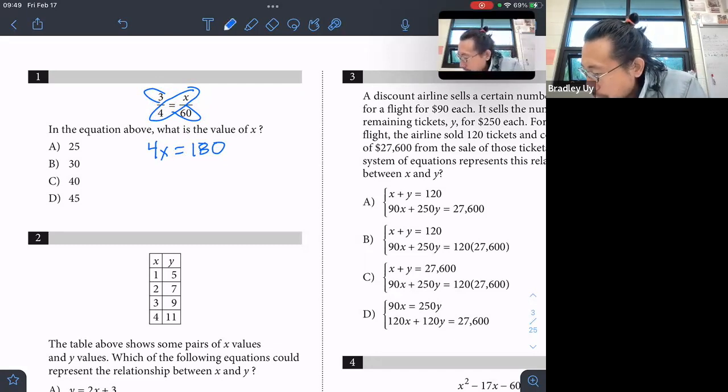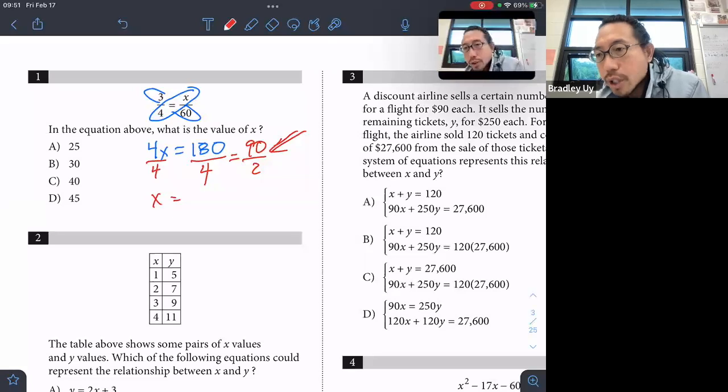To proceed to solve this, we can divide both sides by 4. And x is equal to 180 over 4, which is 45. You can reduce this and take your time if you want. It's 90 over 2, which makes it easier to see that the answer is 45. So notice reducing is a big tip.